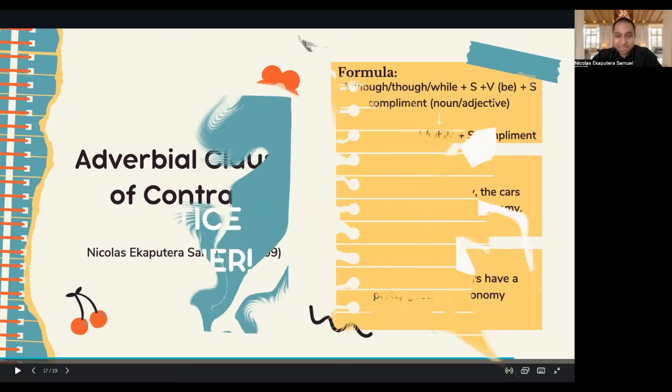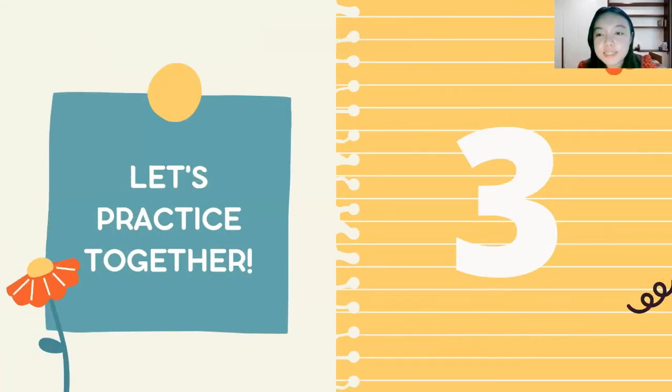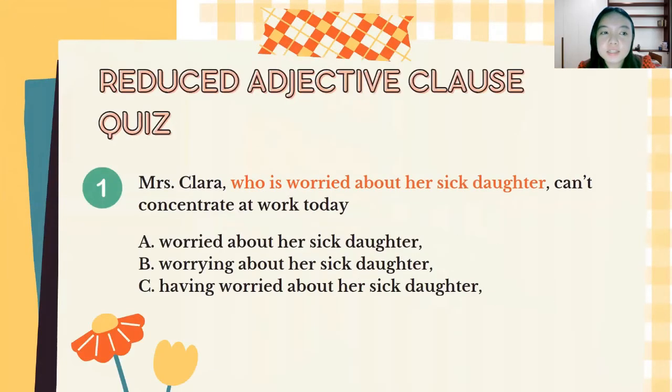Thank you. Okay, so let's practice together. You have to change the adjective clause into an adjective phrase. Number 1, "Mrs. Clara, who is worried about her sick daughter, can't concentrate at work today." A, worried about her sick doctor. B, worrying about her sick daughter. Or C, having worried about her sick daughter.